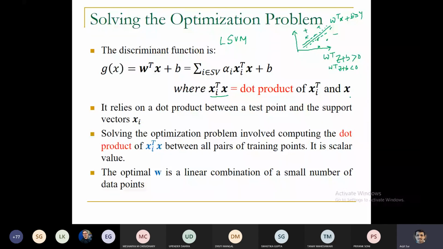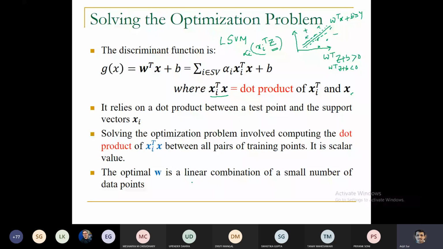So it is realized as a dot product between a test point and the support vectors. The xi are support vectors, and Z is the test point. That is sufficient, with the alpha i, to get the function. Solving the optimization problem involved computing a dot product between all pairs of training points, which is a scalar value. The optimal value of W is a linear combination of a small number of data points.